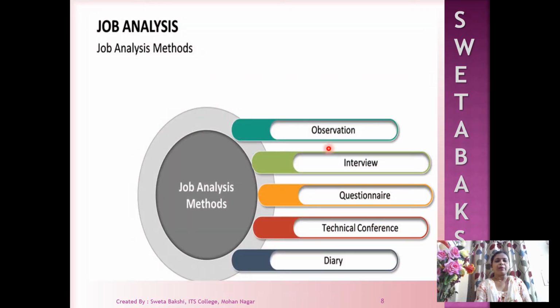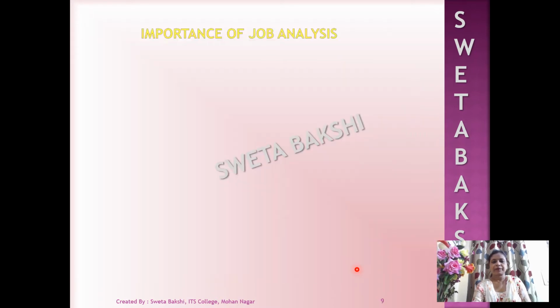Now let us understand the job analysis methods. There are a few methods which are very important for analyzing any job in the organization. First is the observation method, second is the interview method, then the questionnaire method, technical conference and diary maintenance.